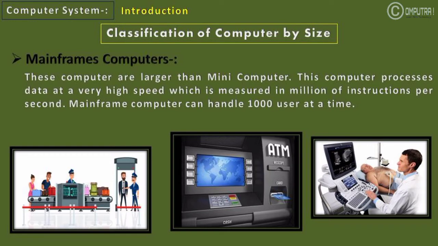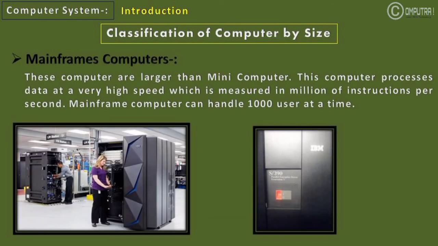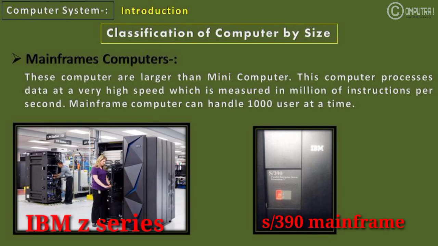These computers are generally used in large organizations such as railway station, banks, insurance company, manufacturing company, mail order companies, airlines, etc. Now let's see some example of mainframe computer. Now the best example of mainframe computer is IBM Jet series and S390 mainframe.